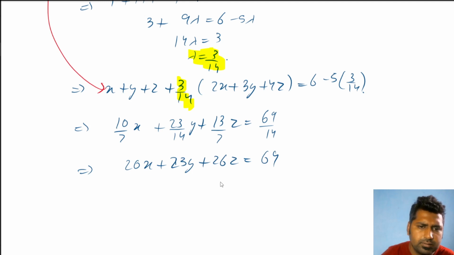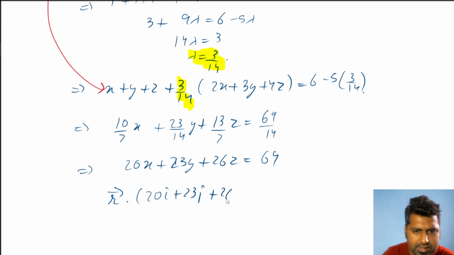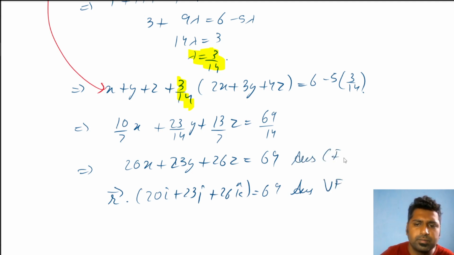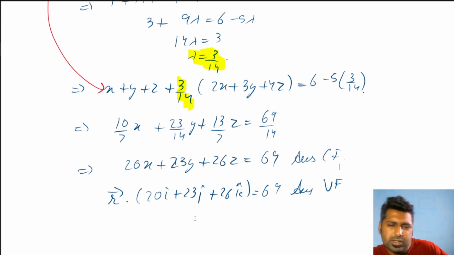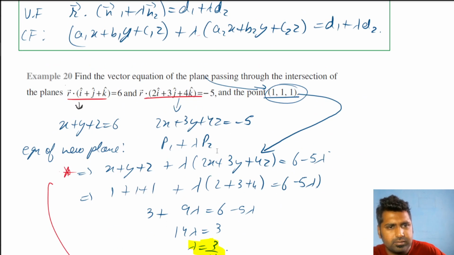Just take the LCM 14, and the 14 cancels. And suppose the question was actually asking for the vector form. In order to write the vector form, just replace your x, y, z with i, j, k. r dot 20i plus 23j plus 26k, because that's your n vector, is equal to 69, and that's the vector form. This is also the answer in Cartesian form. For this kind of question, my recommendation is to go for the Cartesian form rather than vector. Both are pretty much the same.